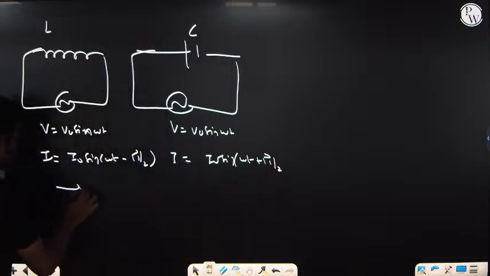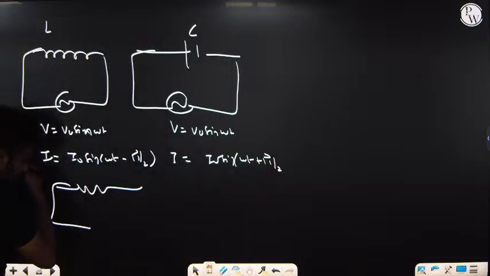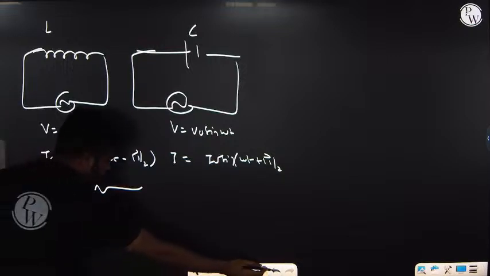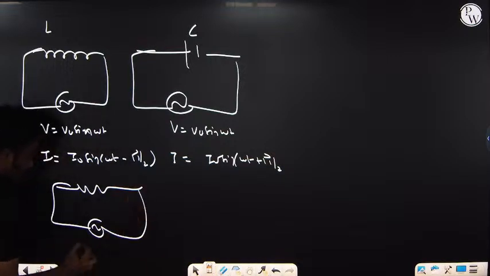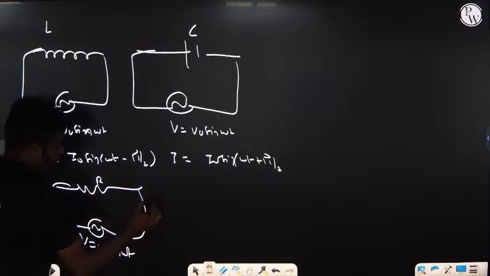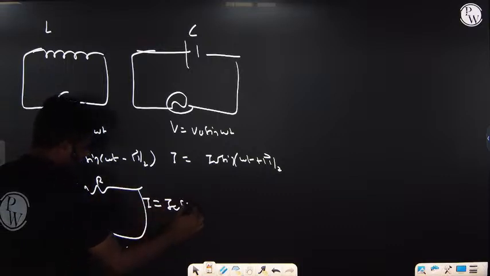If we have a resistor in the given AC circuit like this, then the voltage is given as V0 sin omega t, and this will be resistance R. So current will be given by I0 sin omega t.